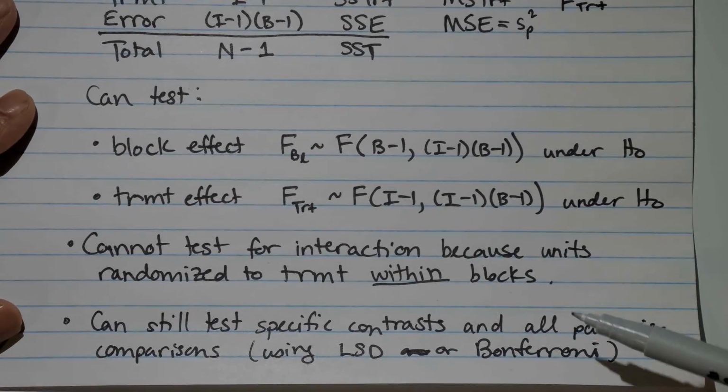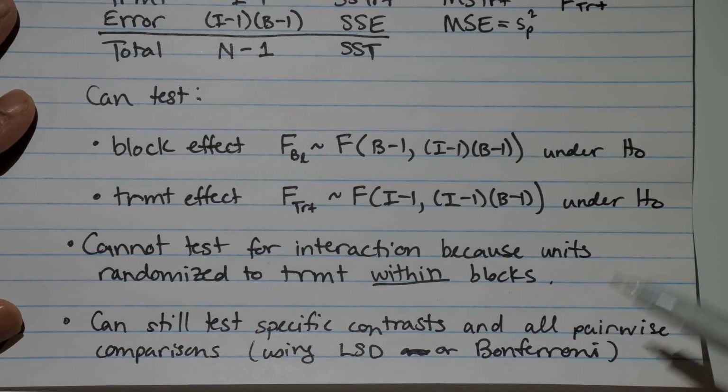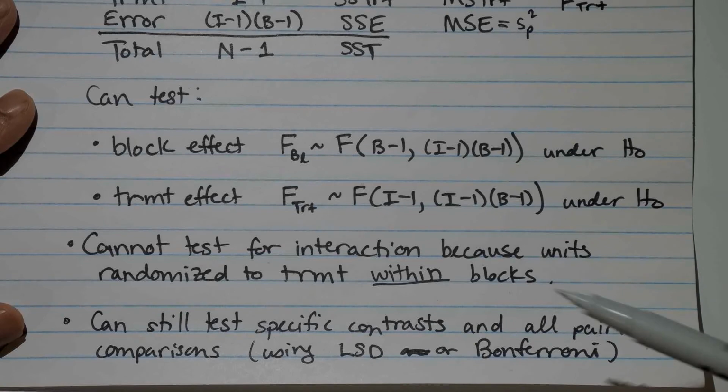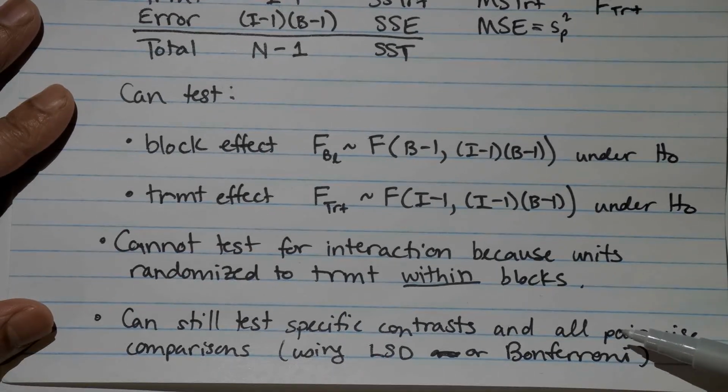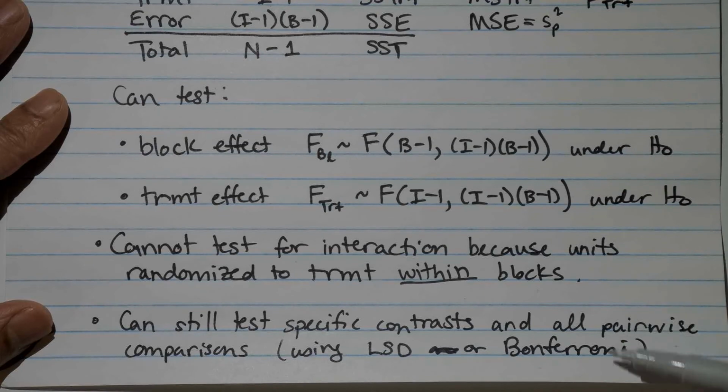Just as in the one-way ANOVA setting, we can also test for specific contrasts and all pairwise comparisons using the least significant difference or using the Bonferroni method. And the use of these in the randomized complete block design setting is a very straightforward extension of what we did in the one-way ANOVA setting.